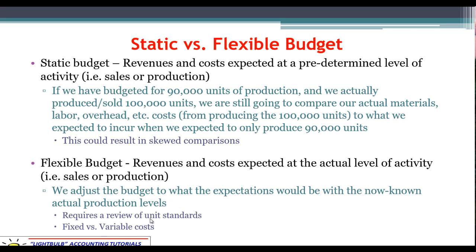We're taking a look at unit standards that helped us to derive the static budget and apply those same per unit standards to the new activity level. To do this, we have to understand what is the fixed cost versus the variable cost. So fixed costs wouldn't be expected to change at different operating levels. Variable costs would. So that's what we're getting at with this discussion.